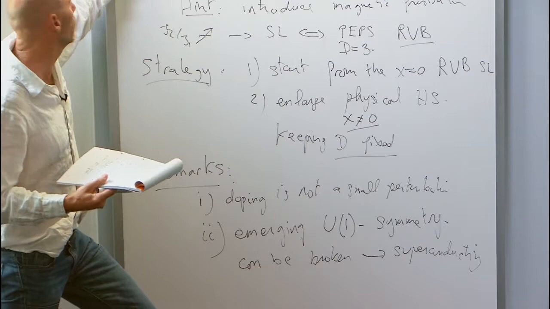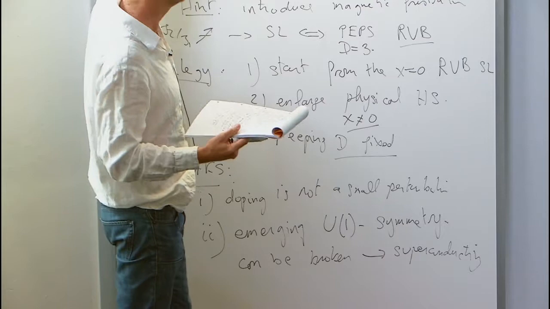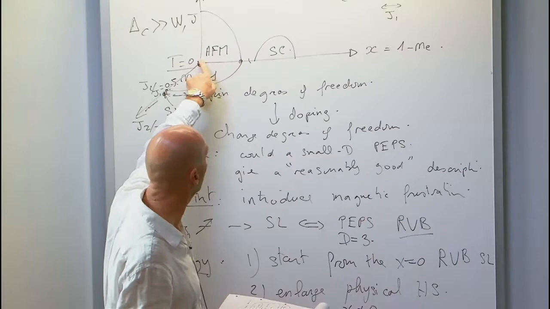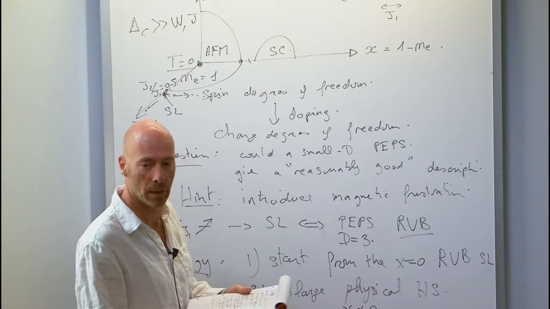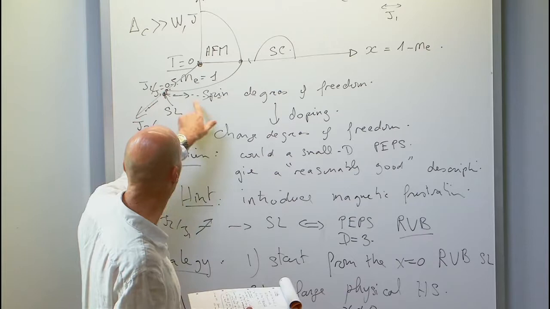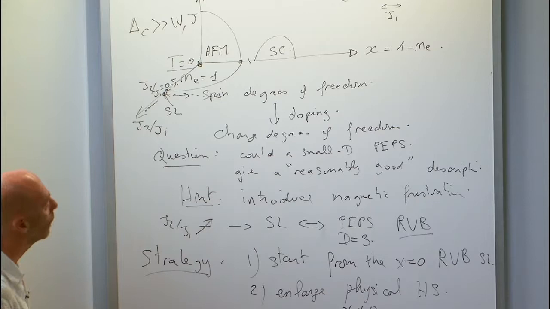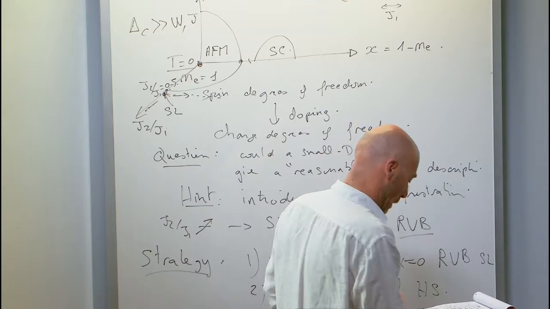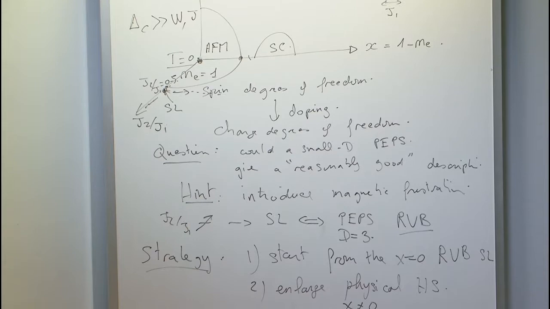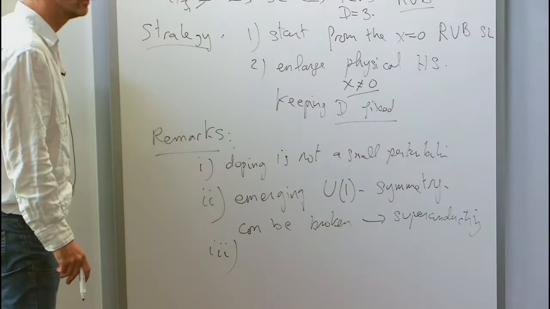Whereas if we would start from the antiferromagnet, what happens between the antiferromagnetic state at zero doping and the superconducting state is a complicated thing that is much more difficult to describe. Here we believe it's much simpler: there is basically a superconducting state that originates from the underlying pairing contained in the RVB state. And the third point is that because we are introducing charge degrees of freedom, we have to take into account fermionic statistics.